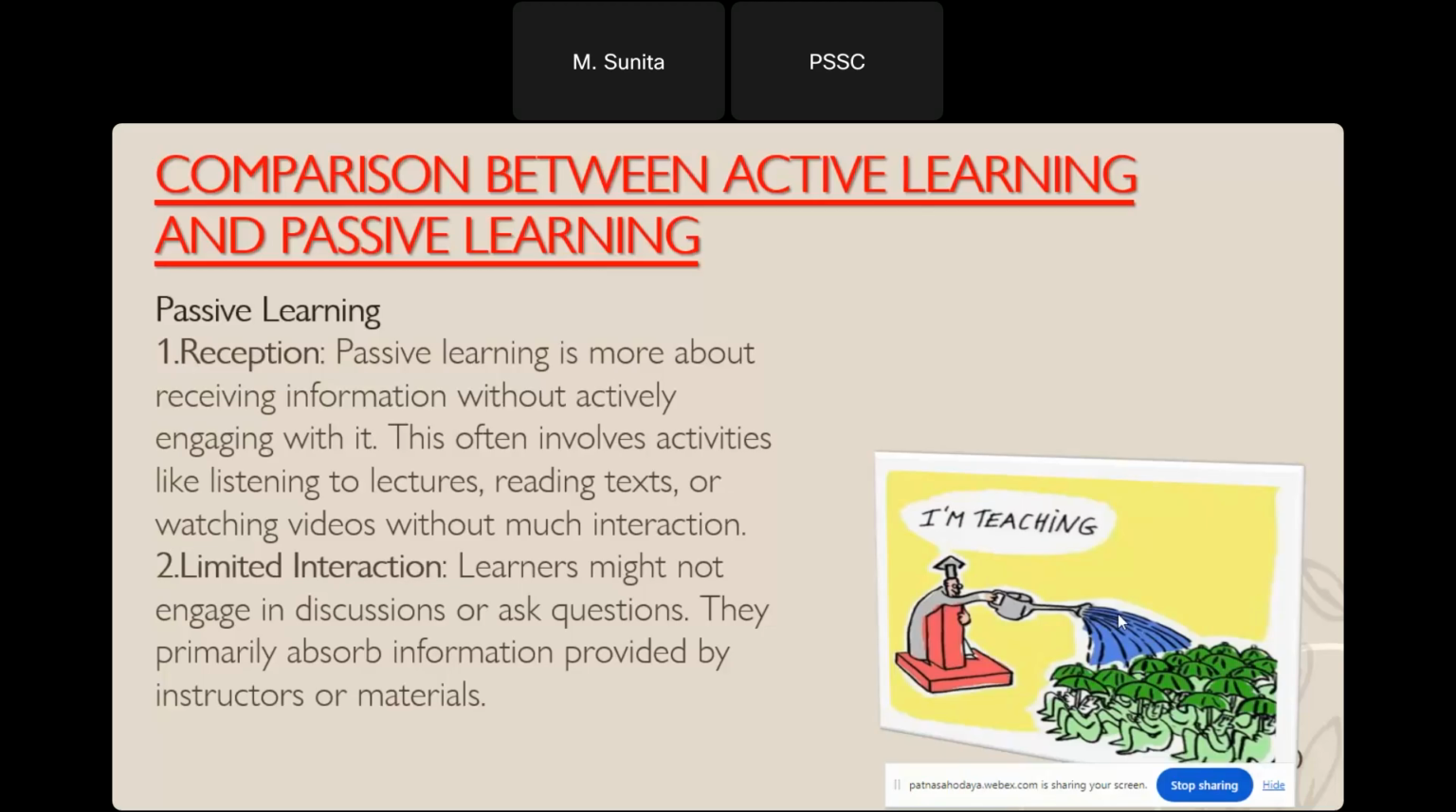Only one side process is going on. Then what happens? Then limited interaction. When passive learning goes on, it is one sided teaching: only the teachers are teaching and the students are not involved in that topic, so the interaction becomes very limited. Learners might not engage in discussions or ask questions. They are only listening to the topic, but they are not discussing or asking any questions about the topic. Only one sided process is going on.